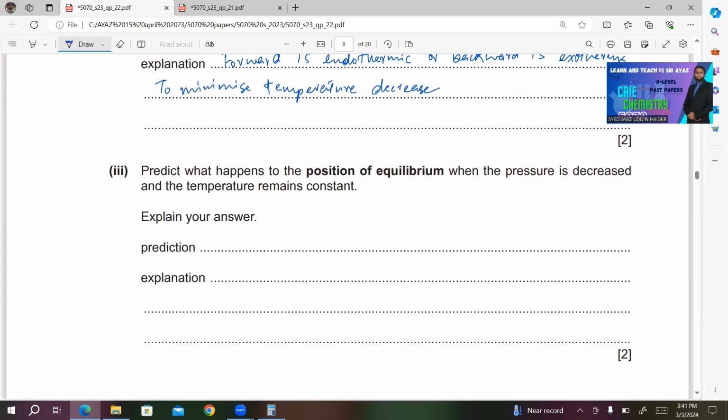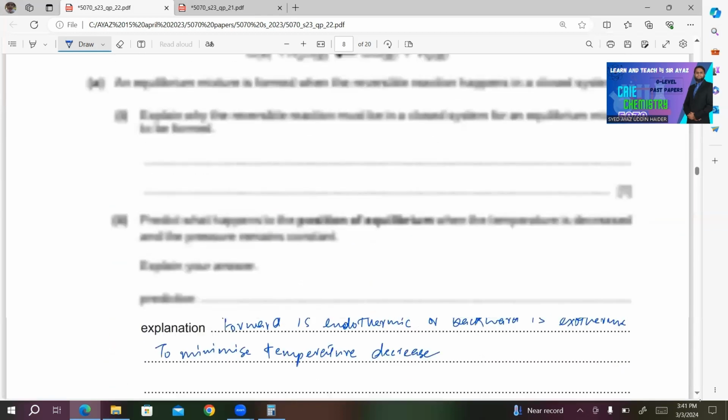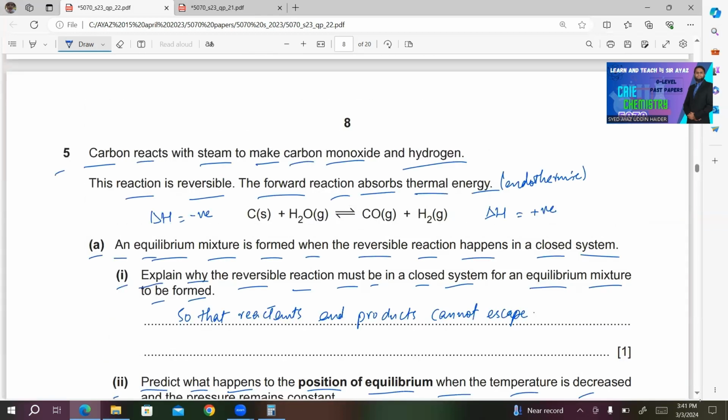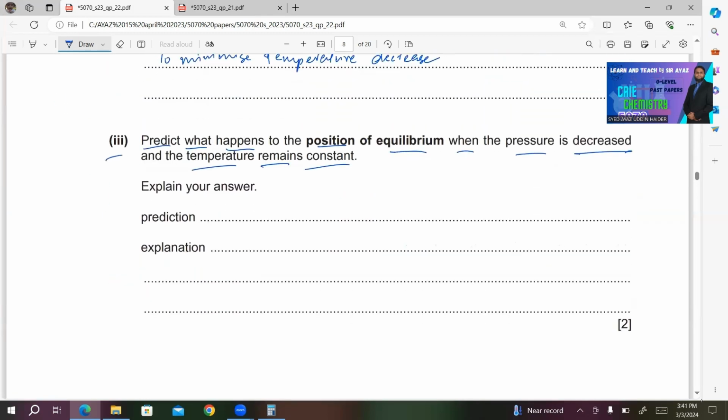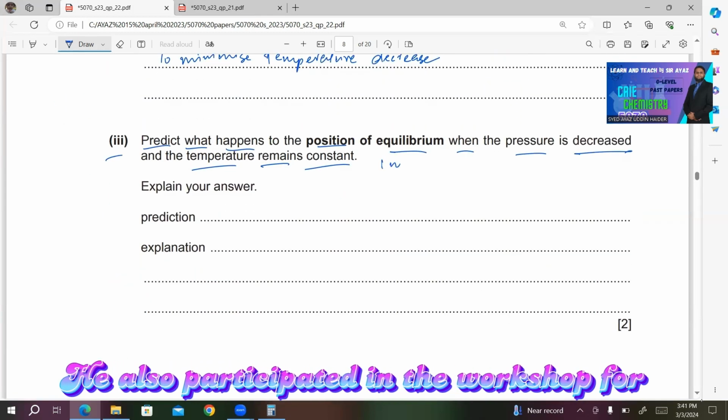Next, number 3. Predict what happens to the position of equilibrium when the pressure is decreased and the temperature remains constant. Now, for pressure, you have to look at the number of moles of the gases. So we have 1 mole of gas on reactant side and 1 plus 1, 2 moles on the product side. For your convenience, I am writing it here. 1 mole reactant side and 2 moles on the product side.